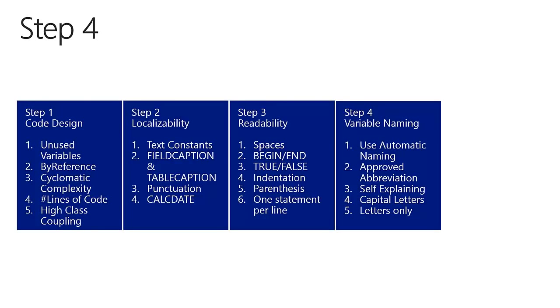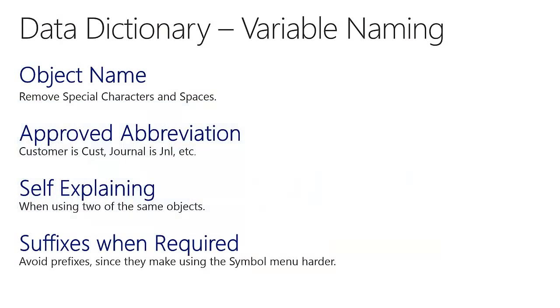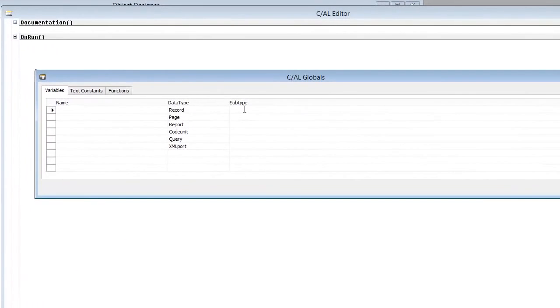Let's discuss variable naming. In Microsoft Dynamics NAV 2015, variable names are automatically determined based on a set of rules. Let's see how that works. This is a codeunit, and within the codeunit we have defined a list of global variables of the types record, page, report, codeunit, query and XMLport. And we have not defined the subtypes yet. Let's look at some subtypes to see how the names are populated.